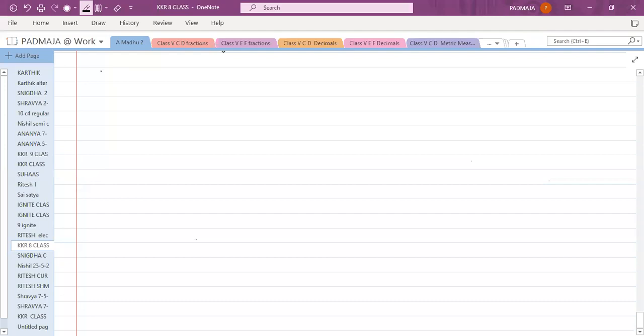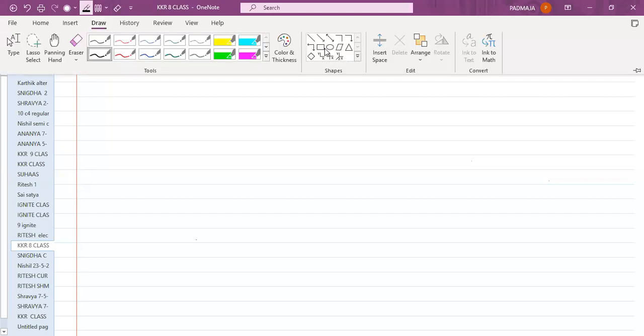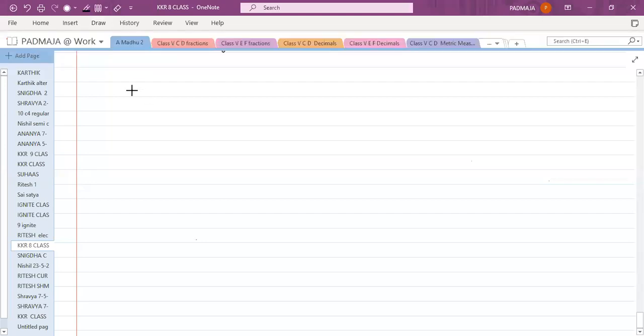So if the motion of a body is along the x-axis and y-axis simultaneously, then its motion is said to be a two-dimensional motion.